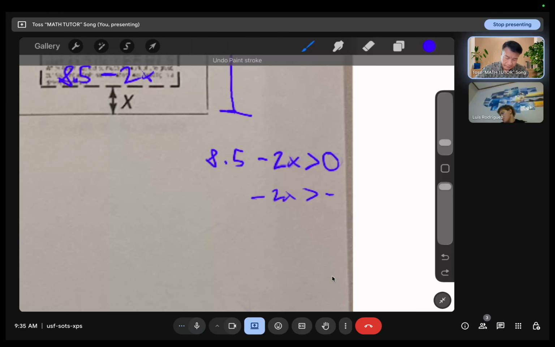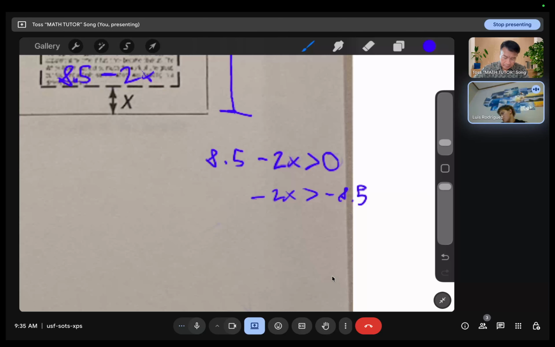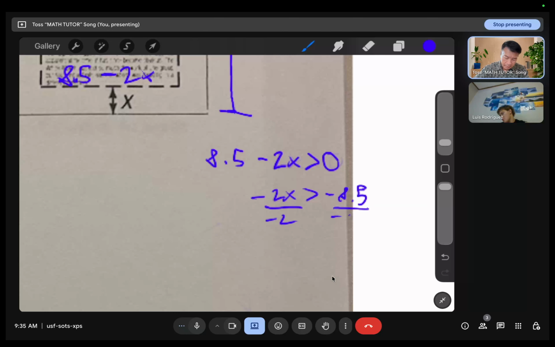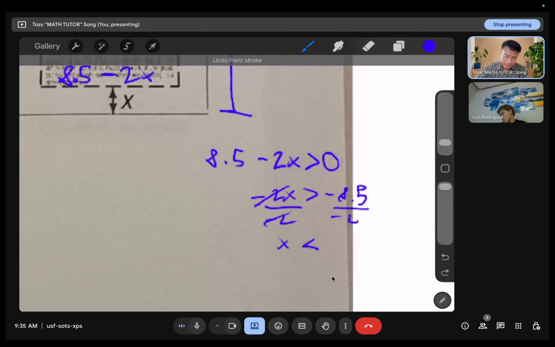Negative 8.5. Divide both sides by negative 2. It'll flip the arrow. That's why it works. That's why, but you're going to have to actually put a 0 here.